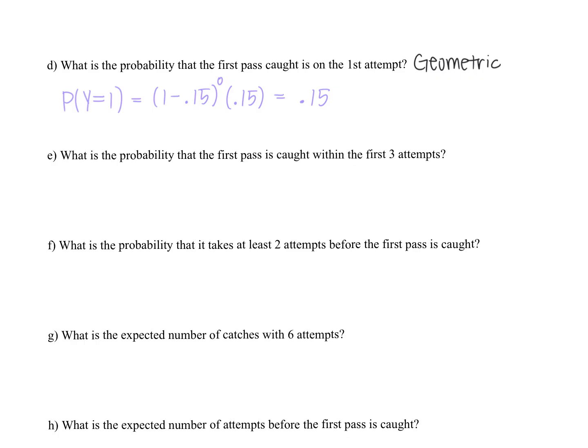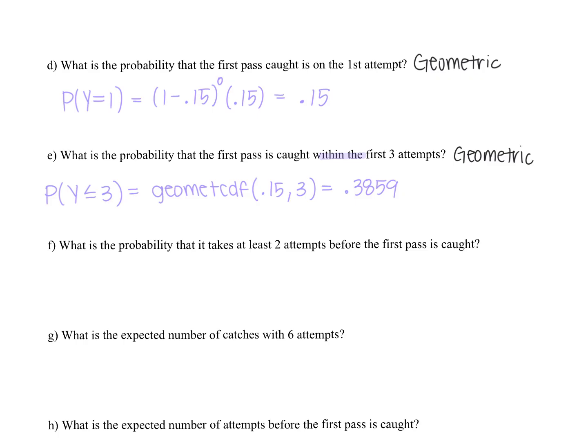The next one says, what is the probability that the first pass is caught within the first 3 attempts? So this is again still geometric. And again, we're saying within the first 3, so that's going to be an inequality. So we're doing the probability that y is less than or equal to 3. So we can do geometcdf here, and then you just need your probability and your trials. So it's going to be 0.15 and then comma 3, which is going to be 0.3859.